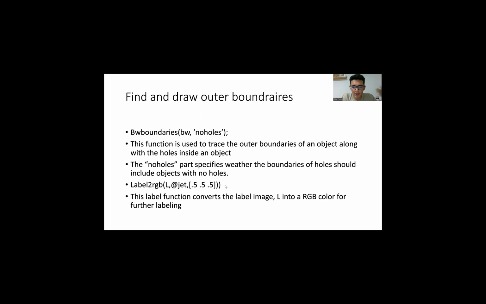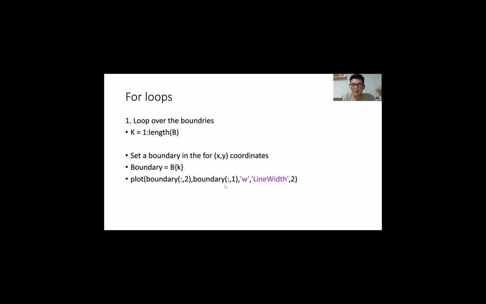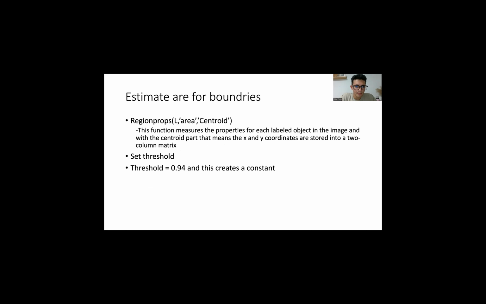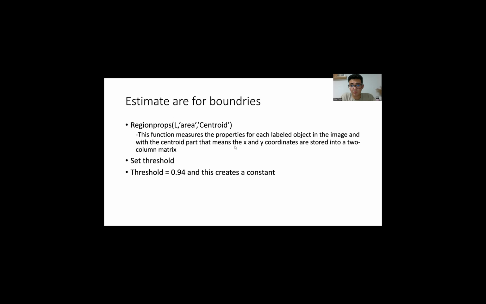All right. Our next part of the function is going to be a for loop. This for loop is basically going to look for those boundaries within those objects that our program picked up. And then from those boundaries, it's going to estimate exactly what the area is. And so this function, regionprops, is a function that measures the properties of each labeled object in the image, with a centroid part. That means the X and Y coordinates, which are going to be stored in a column matrix.